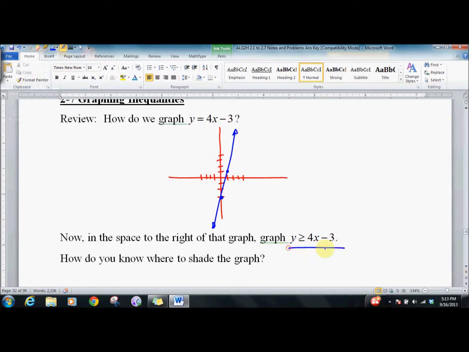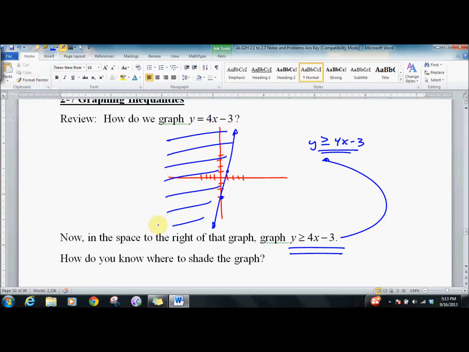So rather than regraph it, how would I change this into y is greater than or equal to 4x minus 3? The answer is you would say greater than. You can check a point if you want. We'll talk about that in a little bit. Greater than is above the graph or to the right of the graph. Check above first. And if above doesn't work, you'll see what I mean in a little bit, then go to the right.